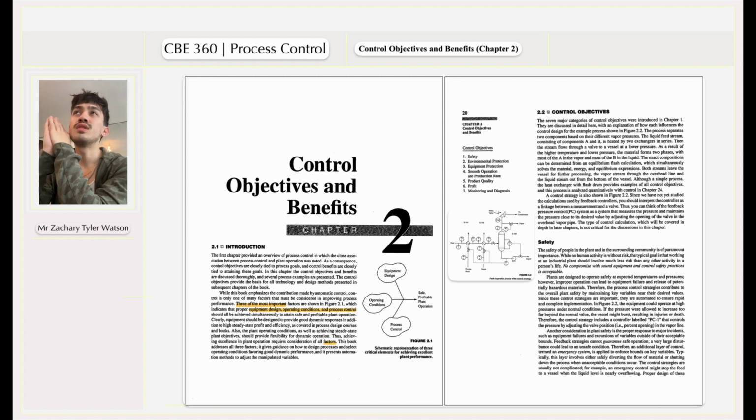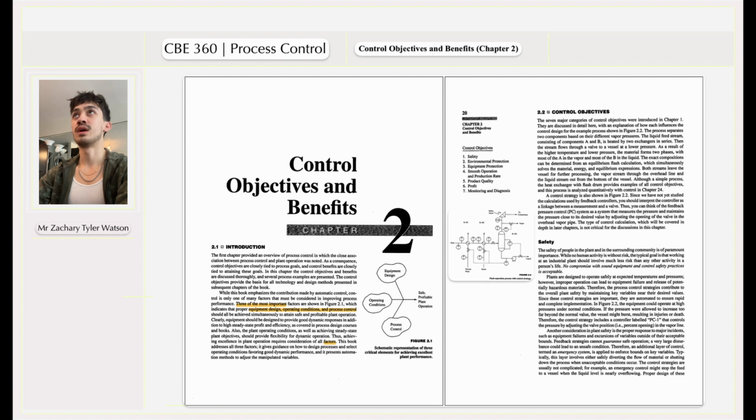Honestly, those three important factors can encapsulate the control objectives. When you think about process control, you have to think about the safety, the environmental protection, the equipment protection. You have to think about all of this. That might be partly why the chapter is titled Control Objectives. The process control encapsulates these control objectives, but when you think about the operating conditions, you also think about all of the control objectives, and when you think of the equipment design, you also think about the control objectives. So the process control, the operating conditions, and the equipment design really encapsulate the same things.